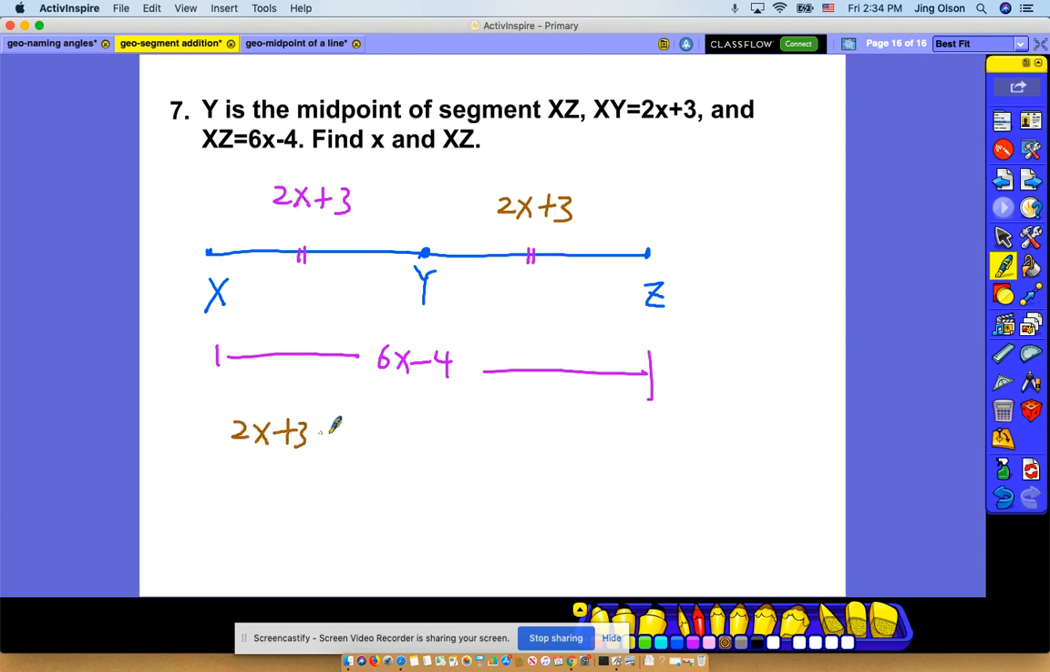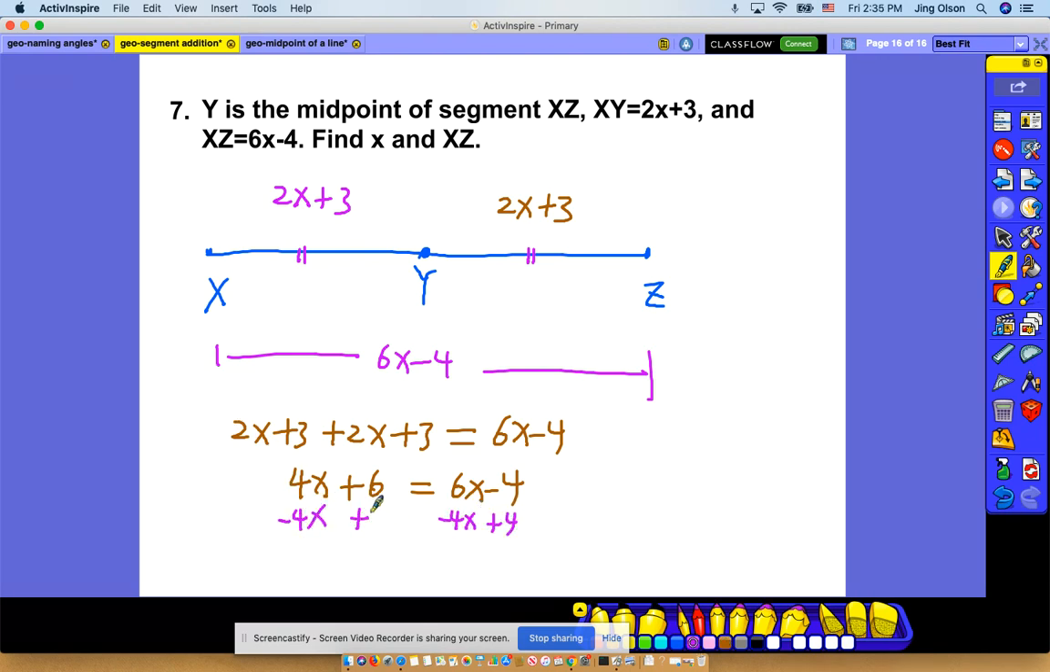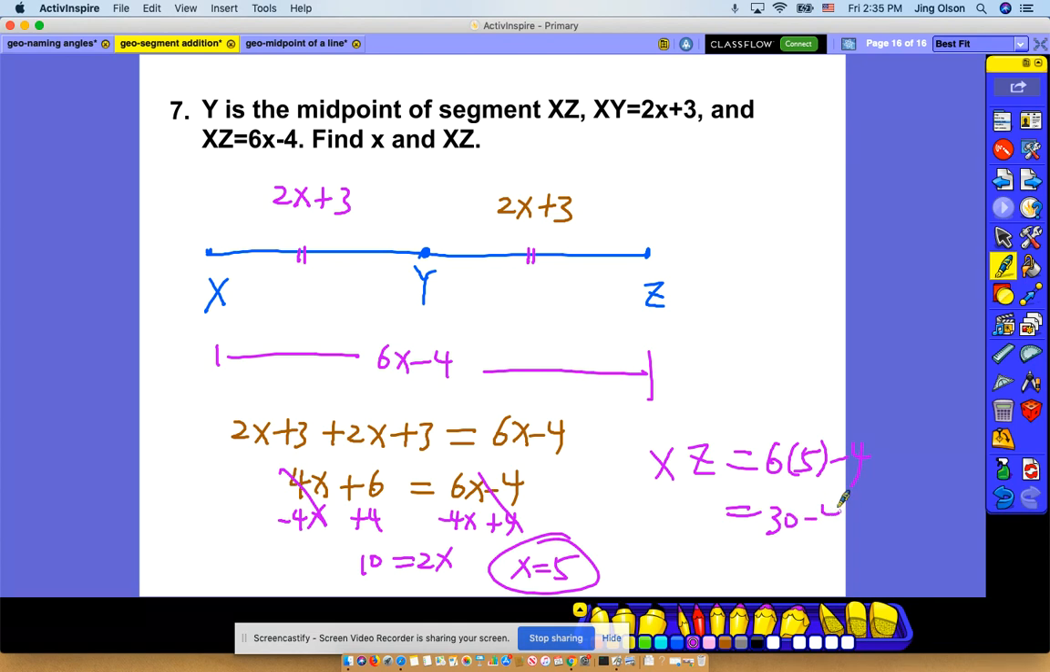So 2x plus 3 plus 2x plus 3 is equal to 6x minus 4. Combine like terms, that'll be 4x plus 6 is equal to 6x minus 4. And solve the equation. Okay, this is pretty easy. So 10 is equal to 2x, so that means x is equal to 10 divided by 2, which is 5. I'm going to go and find XZ. XZ is 6 times x minus 4, plug it in. 6 times 5 minus 4, that's 30 minus 4 is 26, so XZ is equal to 26. Okay, this is all.